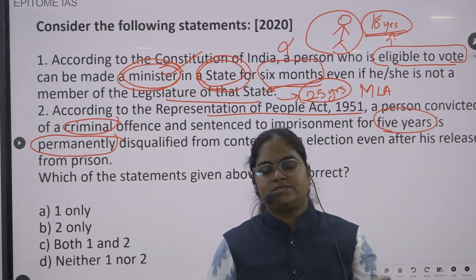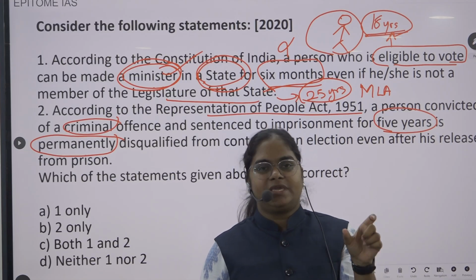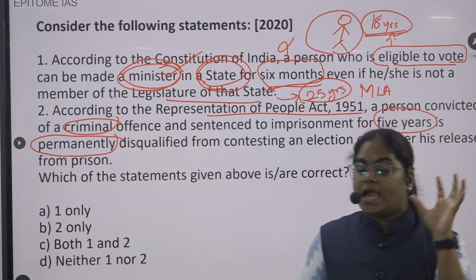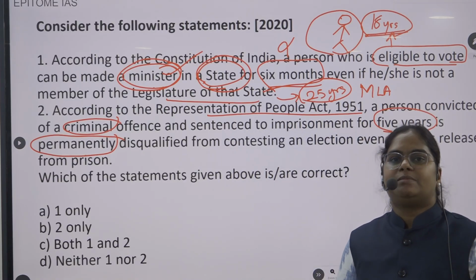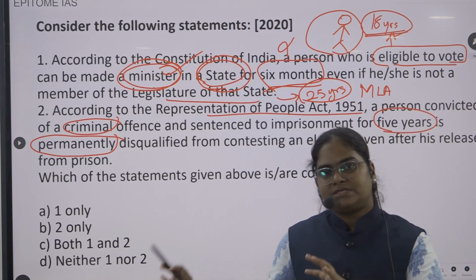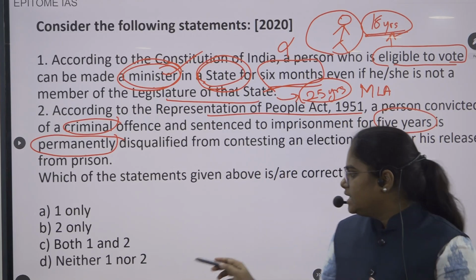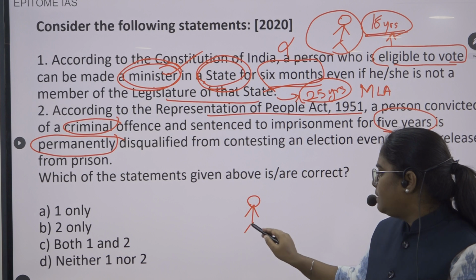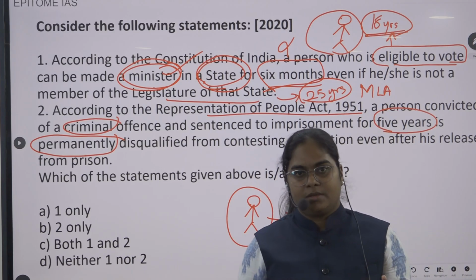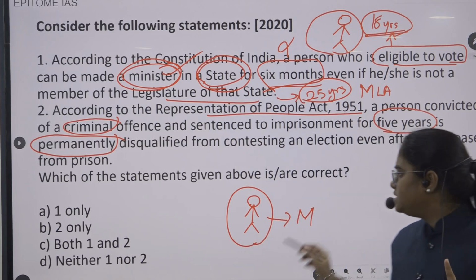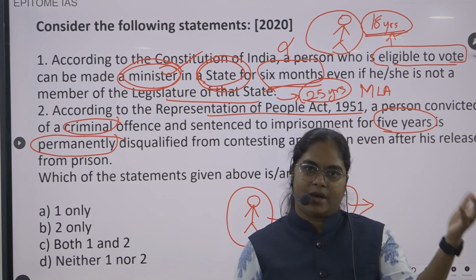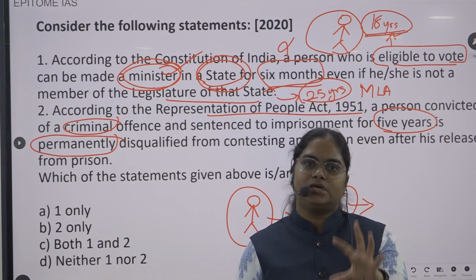Within 6 months, he has to contest the election and become a member of the legislative assembly, or he can be nominated. But within 6 months, he has to become a member of the legislative assembly. The same provision is present in Parliament also. Any person can be appointed as a minister in the Parliament, but he only has a 6-month period. Within 6 months, he has to contest the election, or by nomination, he should become a member of the Parliament.